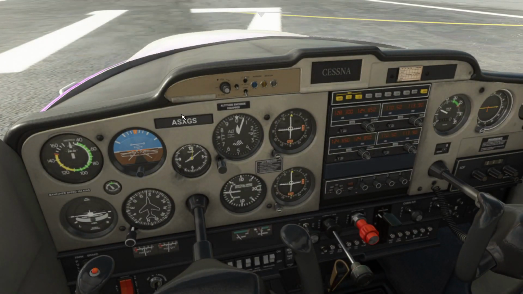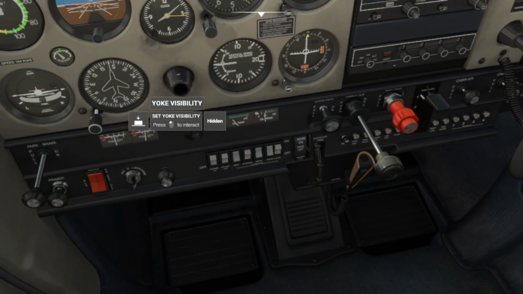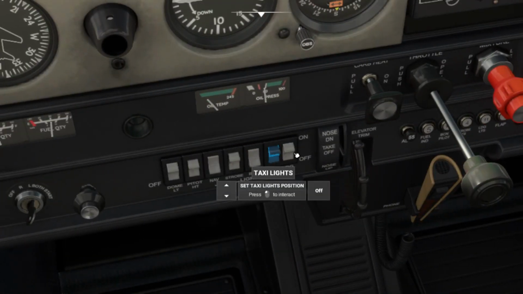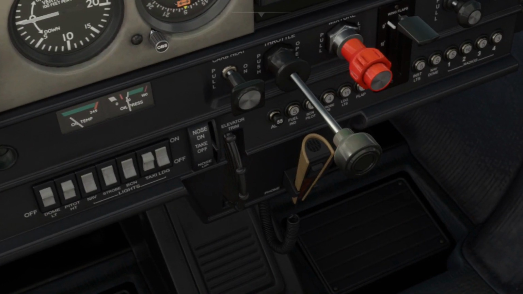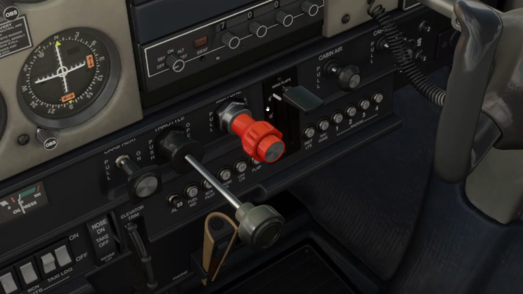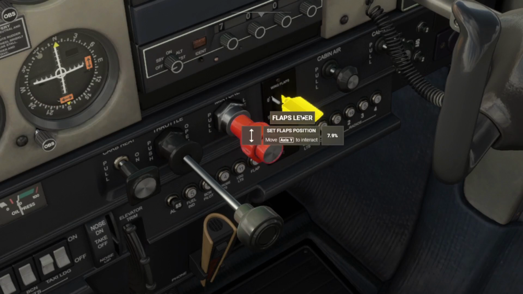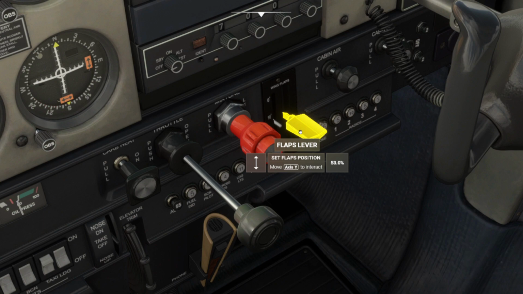Set the parking brake as well, and put the throttle down a bit. Now we're going to make some more changes. We have to turn off the taxi light, which is that one there, and turn on the landing lights, which are for landings and takeoffs. We also have to turn on the strobe light there. The trim should be on takeoff. Everything else is set. We have to have the flaps down, 15 degrees for takeoff. A bit more, I guess. That's the 10-degree flaps.